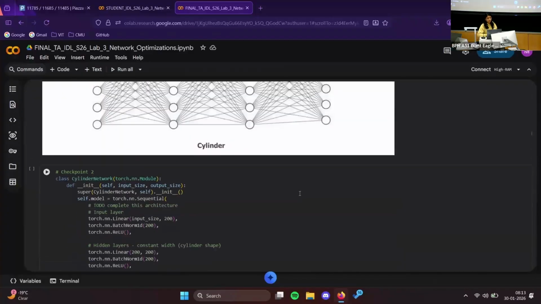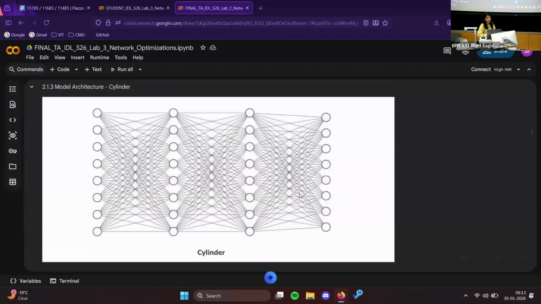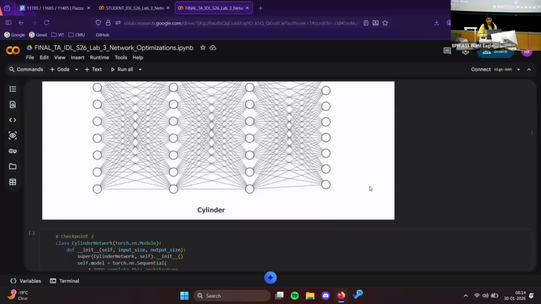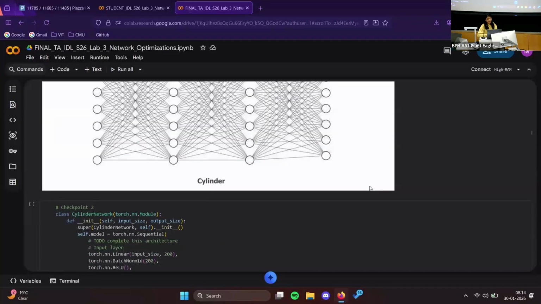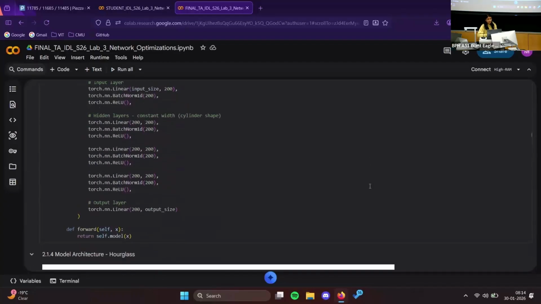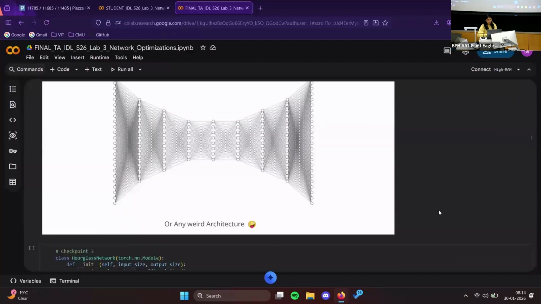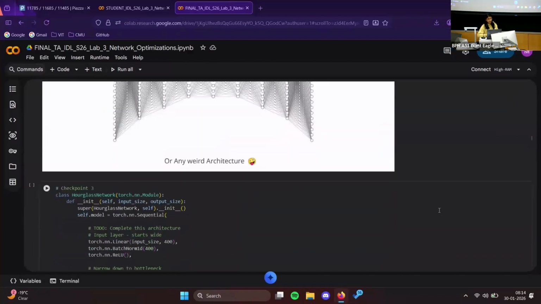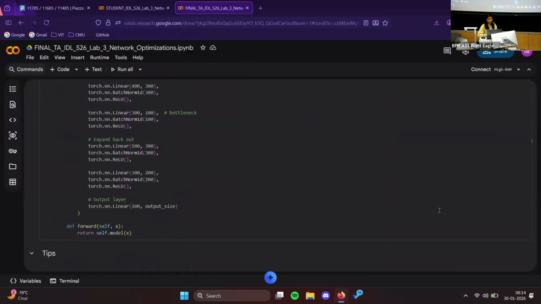Also, in, let's say, an audio data set, you might not really want to lose any features. You would want your network to have the same representation power across layers. In that case, maybe a cylinder will perform better than any other architecture, but it's highly recommended that you experiment with the architectures and get some intuition around what works best for your data set and the task.